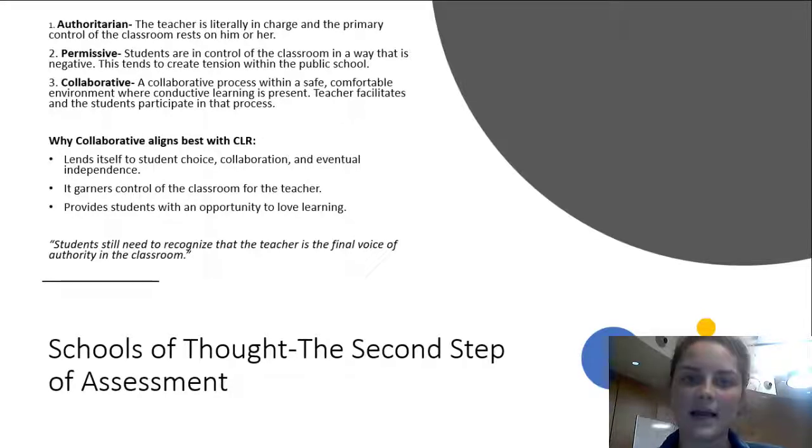So collaborative, I would say, is kind of the happy medium between the authoritarian style and the permissive style, because in the permissive style, the students are in control. And in the collaborative style, students still have some kind of control. They have control over their responses, which also plays into the student choice. But it's not all the way where the teacher is fully in charge to the authoritarian side, where the students still have some leadership in the classroom.